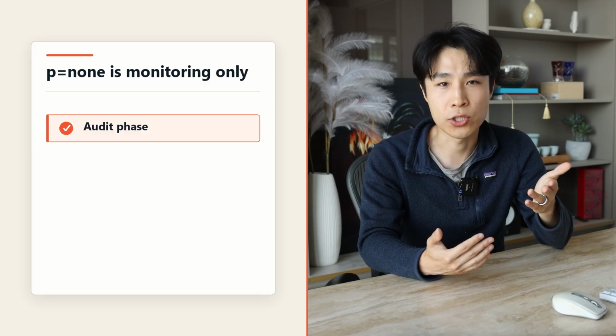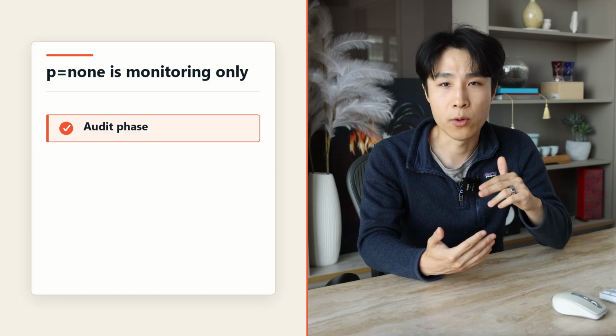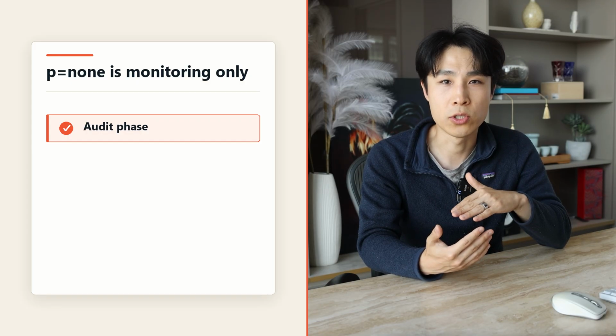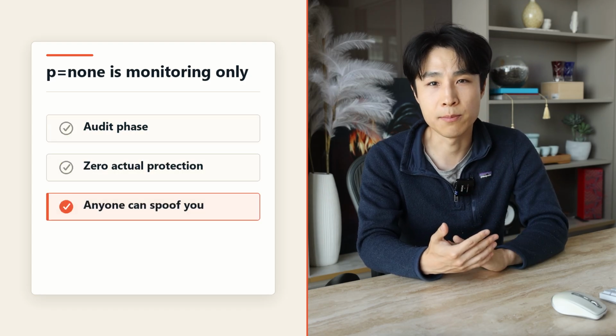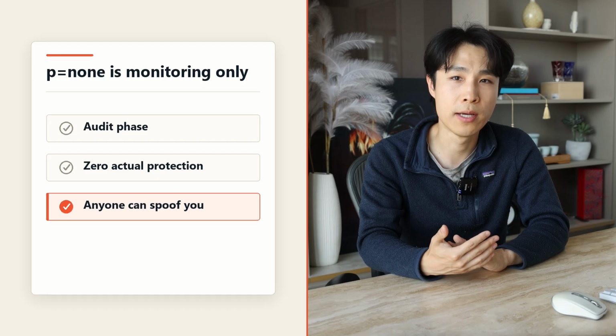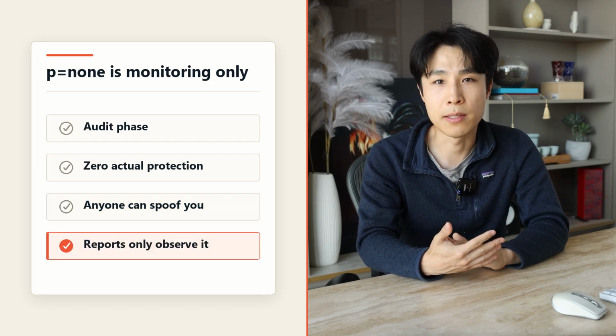It's not the destination or where you want to end up. And one thing worth knowing is that P equals none gives your domain zero actual protection. Anyone can keep sending emails pretending to be you while you're sitting in monitoring mode, and those emails will land in inboxes just fine. The reports will tell you it's happening, but nothing stops it.